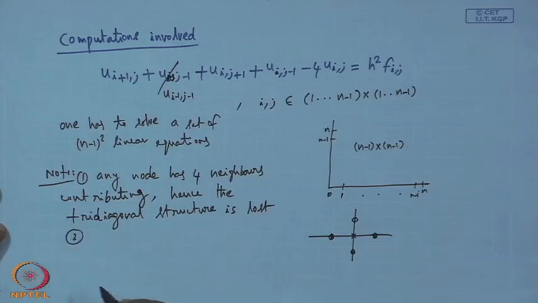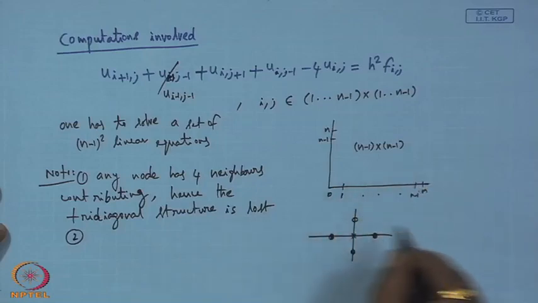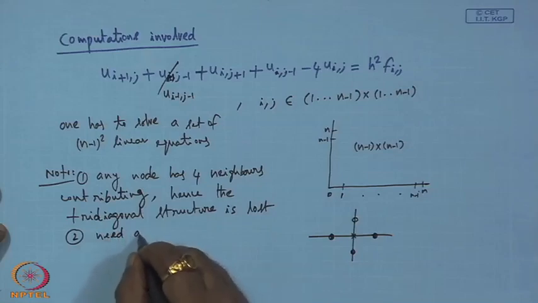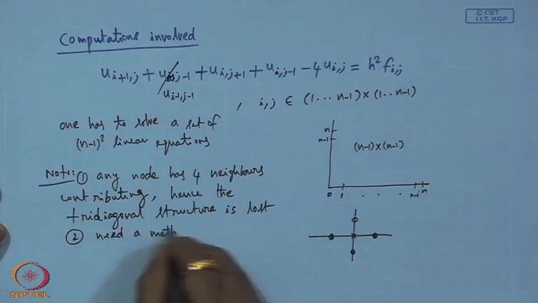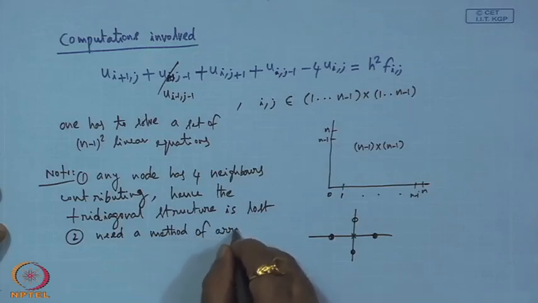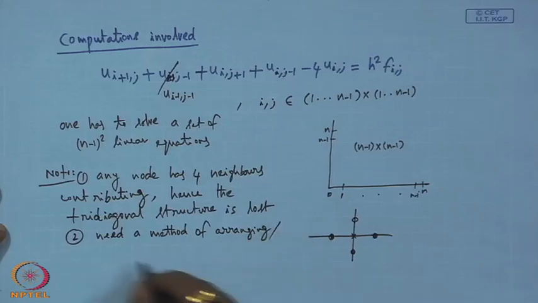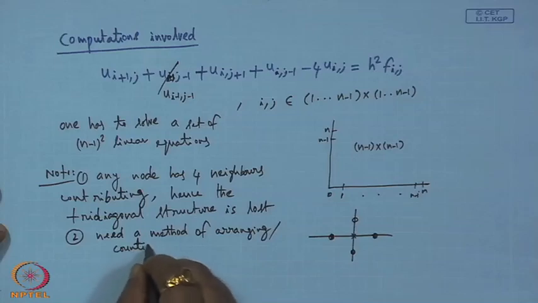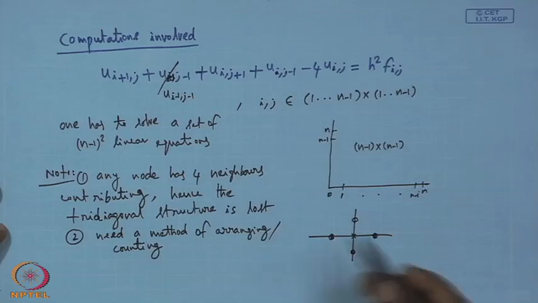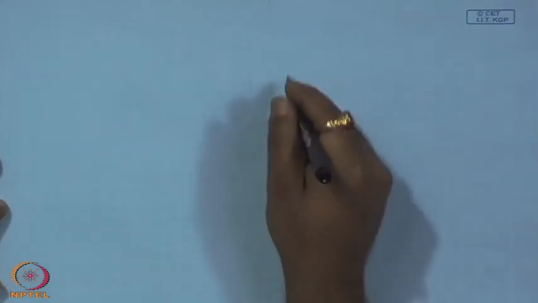Once you have a particular grid and internal nodes, we need a method of ordering them. It is like counting, meaning from where we call 1, 2, 3 and so on. You will be comfortable if we proceed further and see.